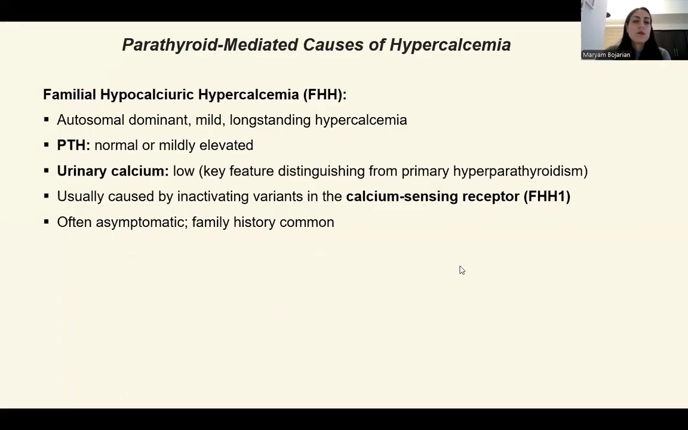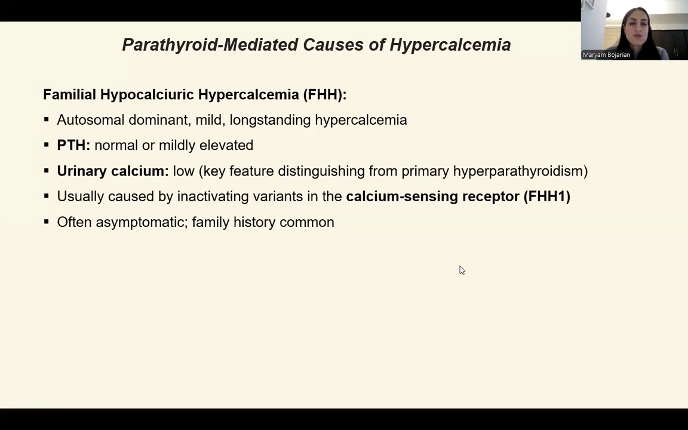About familial hypocalciuric hypercalcemia, it is really important to differentiate FHH from primary hyperparathyroidism because of the treatment. If your patient has FHH, you can tell the patient they do not even need follow-up; they have this genetic disorder and basically they are going to be okay for the rest of their life. But if the patient has primary hyperparathyroidism, the main treatment is going to be surgery.